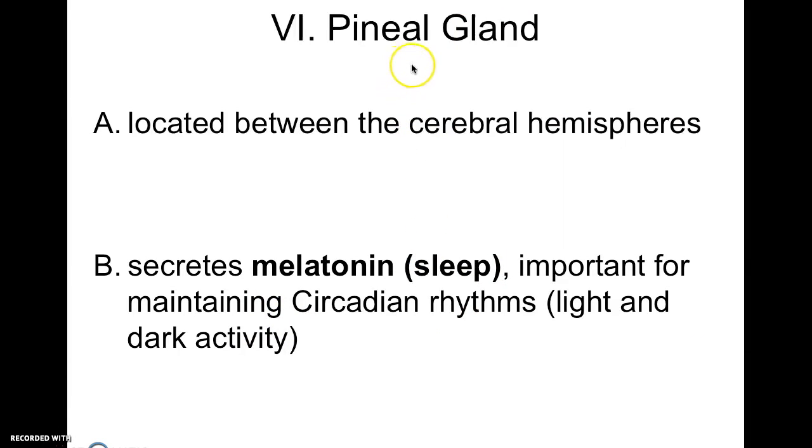Your pineal gland is located between your cerebral hemispheres. It secretes melatonin, important for maintaining circadian rhythms, light and dark activity. You want to make sure things are dark. With cell phones and TVs, some people are unfortunately suffering from insomnia. They can't get to sleep because they have this light in their face, and they turn it off and they're like, what's going on? Because you're trying to switch on the circadian rhythms in your brain, and it has to be dark for that, right? Your brain is triggered when it's dark: go to sleep. When it's light, be awake.